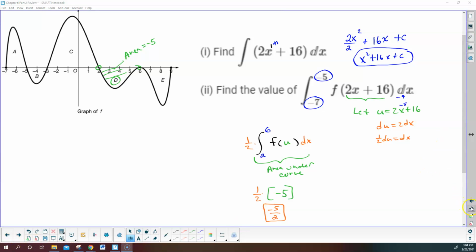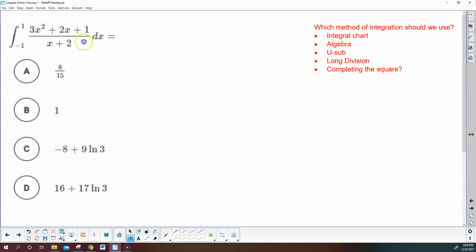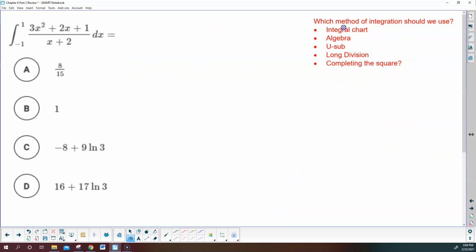All right, one last one. So this is kind of dealing with our integration. We have to evaluate the integral. Which method of integration should we use? Well, hopefully you're going to pause this and work through it.